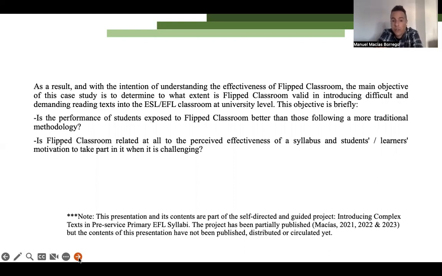Is the performance of students exposed to flipped classroom better than those following a more traditional methodology? Or on the other hand, is flipped classroom related to the perceived effectiveness of a syllabus, or learners' motivation to take part in it when it is challenging? We will try to answer those two questions with this brief presentation.